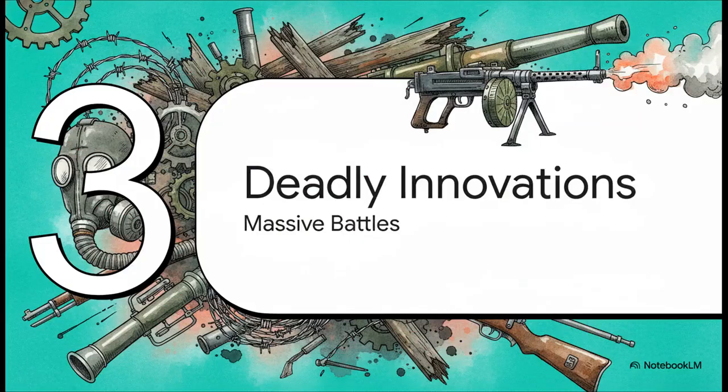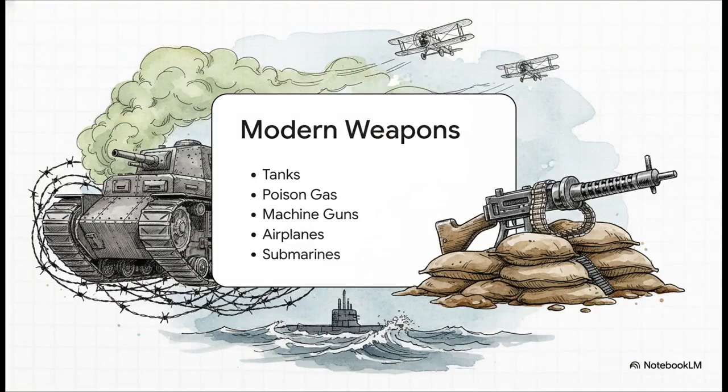Part 3. Deadly innovation and massive battles. You see, the trauma of the trenches was magnified by the rapid industrialization of the era. Humanity was suddenly introduced to incredibly deadly modern weapons. This was literally the first major war to use tanks in combat. We also saw the horrifying introduction of poison gas and the absolute brutal efficiency of machine guns. The battlefield didn't even stay on the ground anymore. It expanded up into the skies with airplanes and deep into the seas with submarines. These tools made the conflict deadlier than anything humanity had ever seen before.